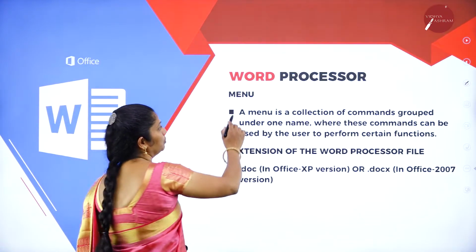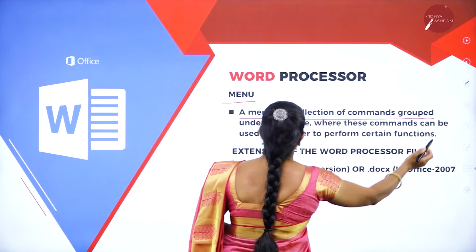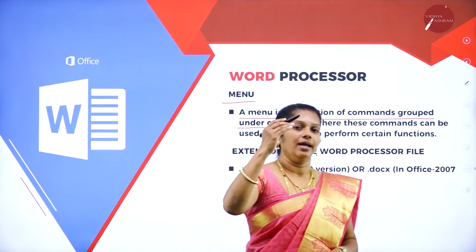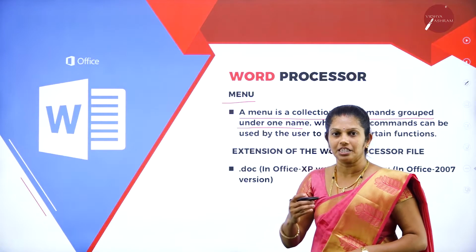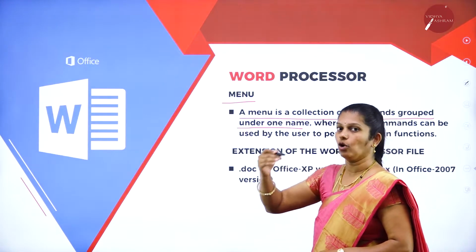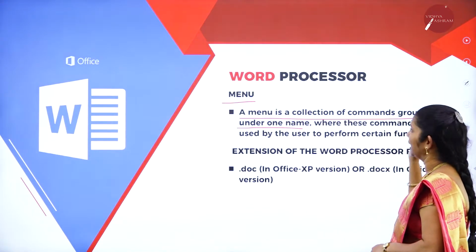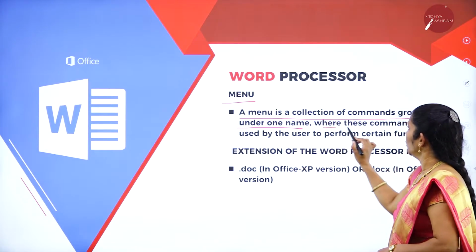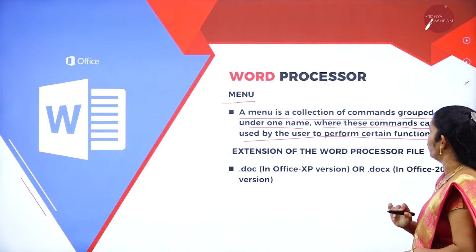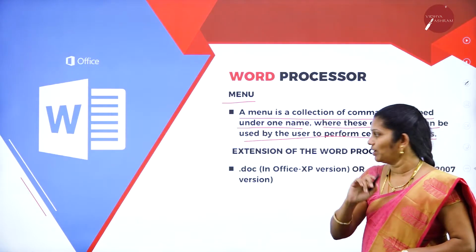Next, if you come to the menu bar, the menu is a collection of commands grouped under one name. As I already explained, we have the file menu, edit menu, insert menu, like that. If I want a higher version, then the Home menu, and one by one the options will appear, and under that we also get sub-options. It is a collection of commands grouped under one name, which can be used by the user to perform certain functions.